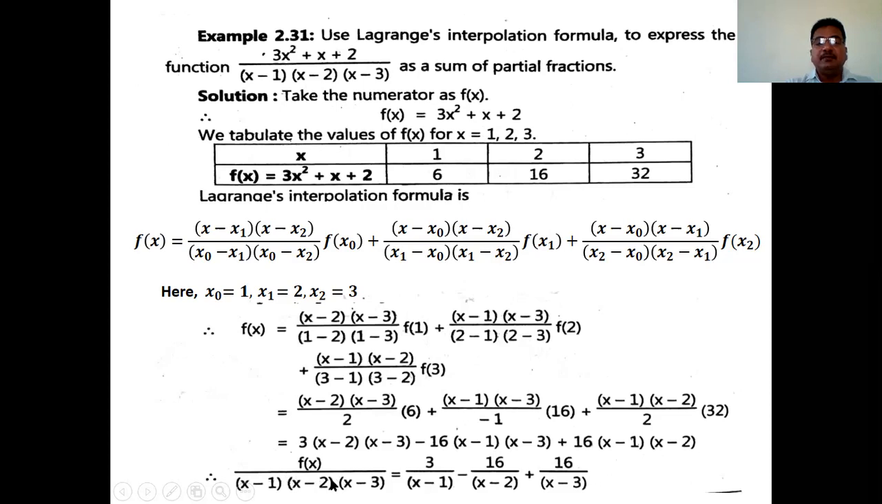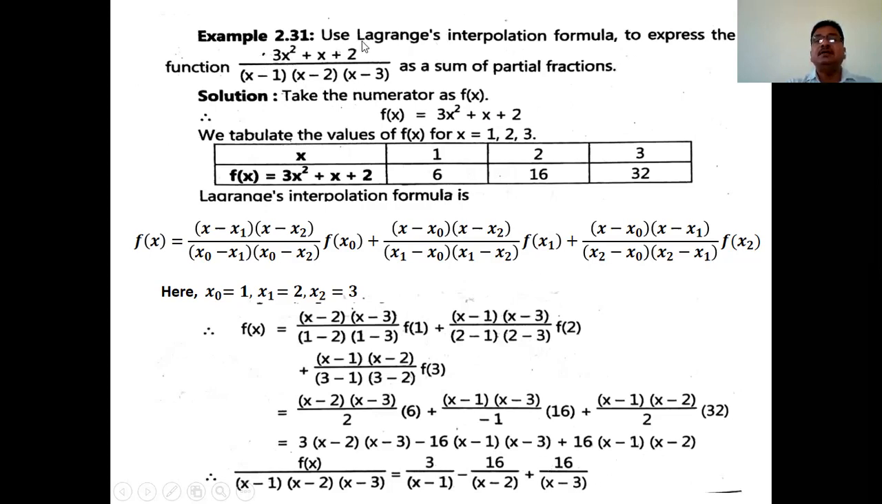And then divide both sides by x minus 1, x minus 2, x minus 3. What is the LHS? f(x) divided by x minus 1, x minus 2, x minus 3. What is the RHS? 3 divided by x minus 1, x minus 2, x minus 3. So x minus 2 and x minus 3 get cancelled, and we have 3 by x minus 1. Similarly here, divide by x minus 1, x minus 2, x minus 3, and we have this. And also here, dividing, we have 16 by x minus 3. So these are the partial fractions of this function.